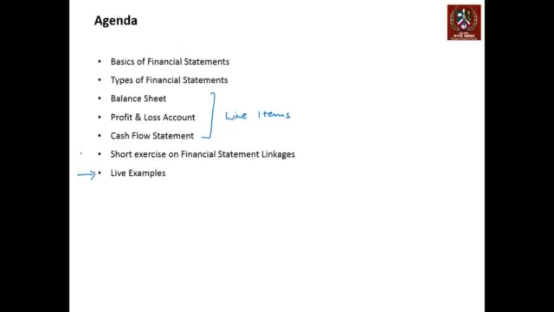Secondly, we're going to also do a short exercise on linkages of financial statements so that we know the impact of decision making on all these financial statements, right? So when a company makes any kind of decision, which of the financial statements changes, how does it change, and what is the overall impact of that on the business is what is going to get covered here as well, right?